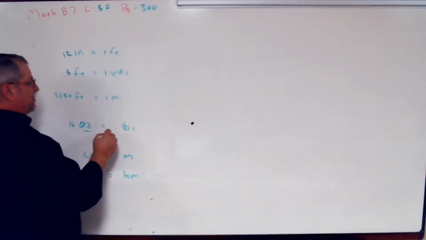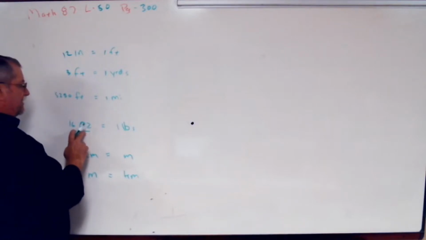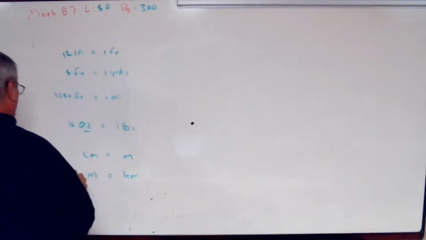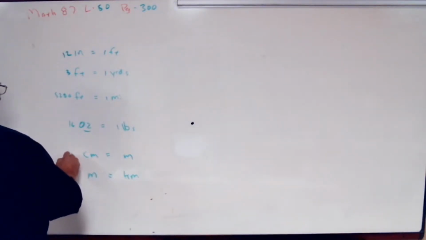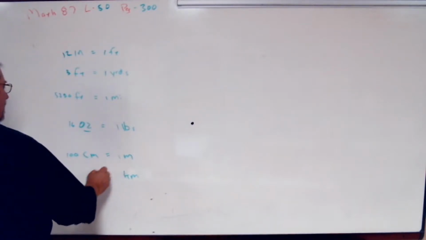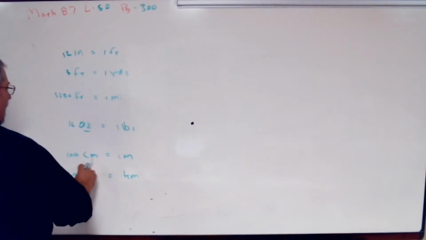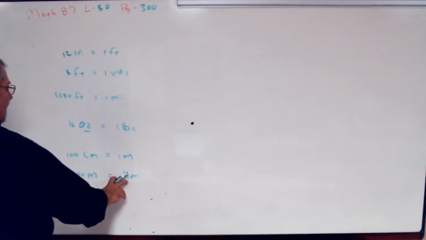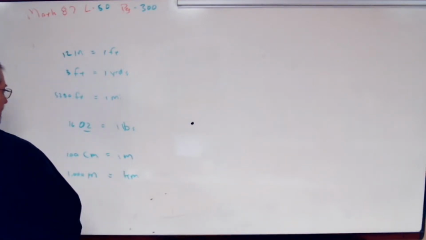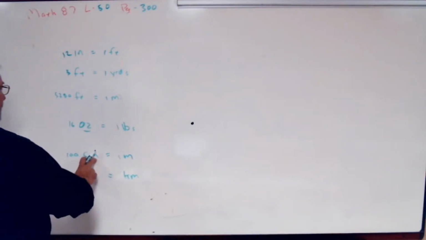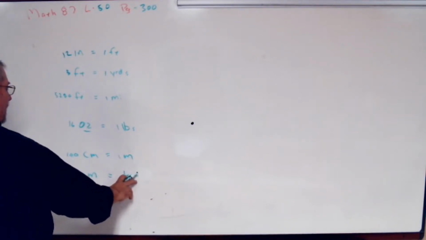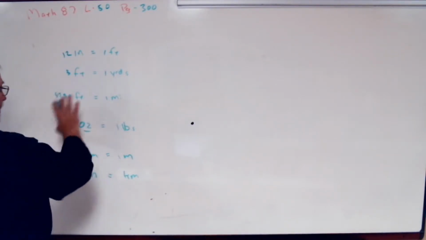There's 16 weight ounces to a pound, because there's fluid ounces and weight ounces. We'll get into that later. There is 100 centimeters to 1 meter. There's 1,000 meters in a kilometer. The word centi means 100. The word kilo means 1,000. So this is a hundredth of a meter. This is 1,000 meters. Anyway, so these are conversions.